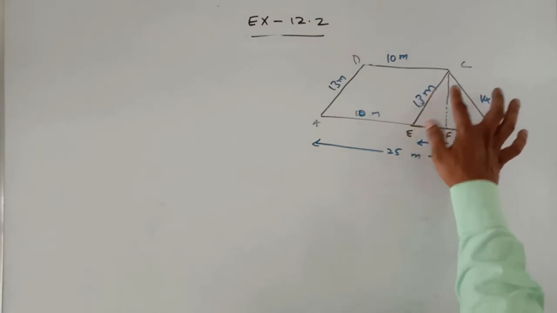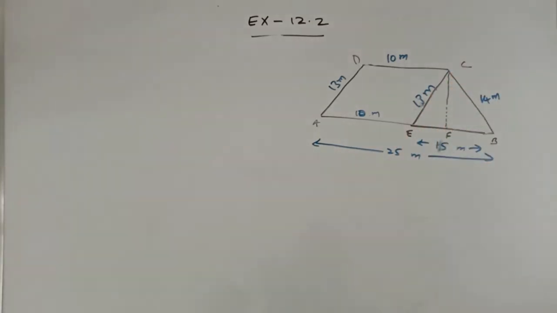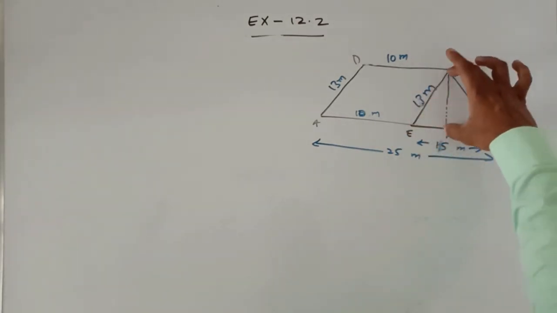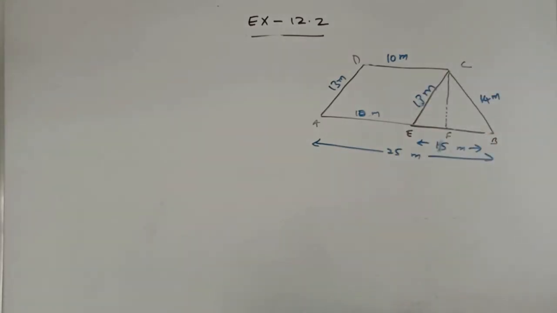I am going to calculate the area and I am going to find the distance, because to find the area of a trapezium, the formula is half into sum of two parallel sides into distance between them. So to find this distance, first I am going to calculate the area of the triangle.